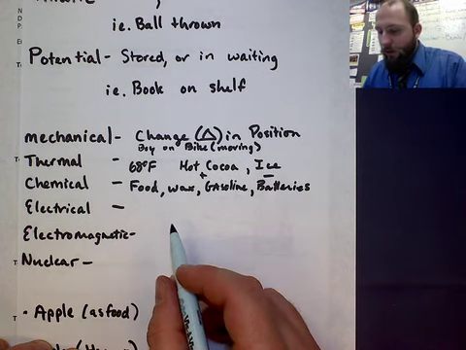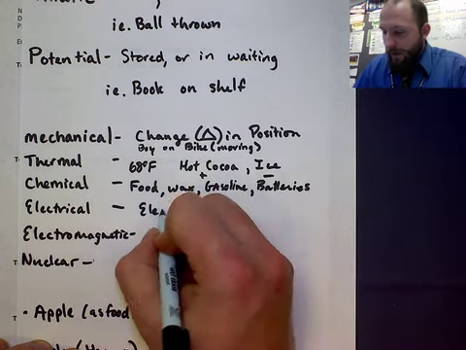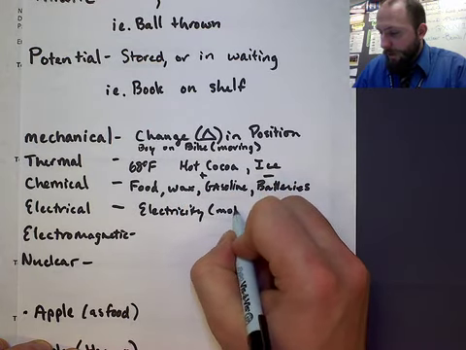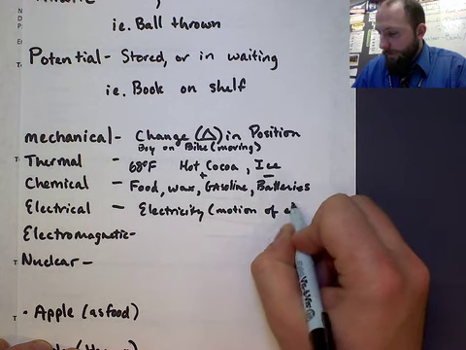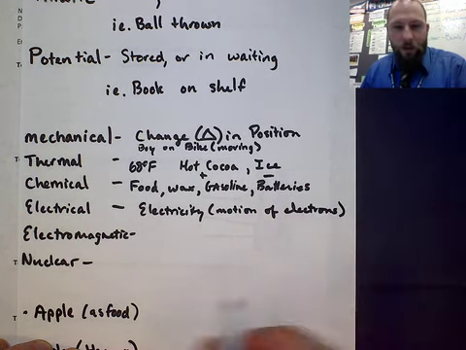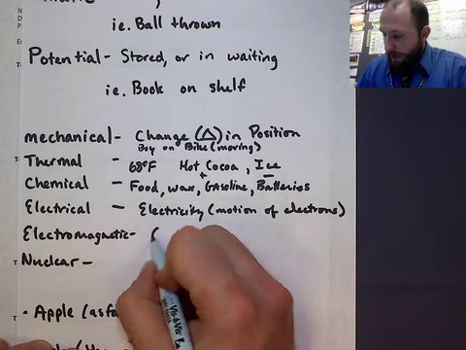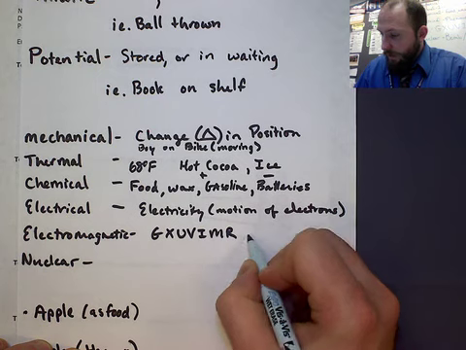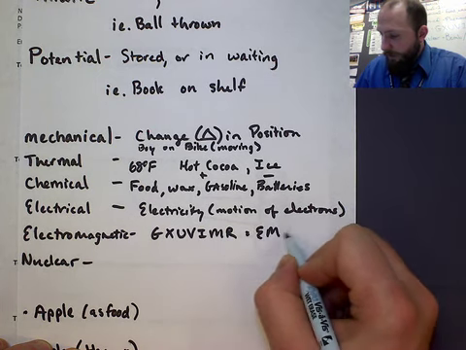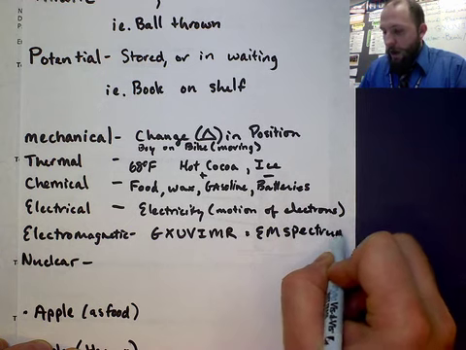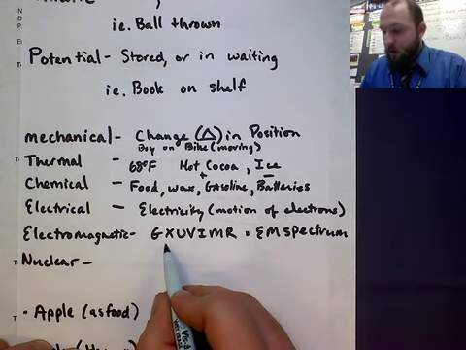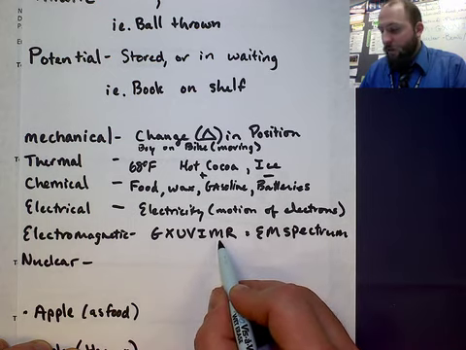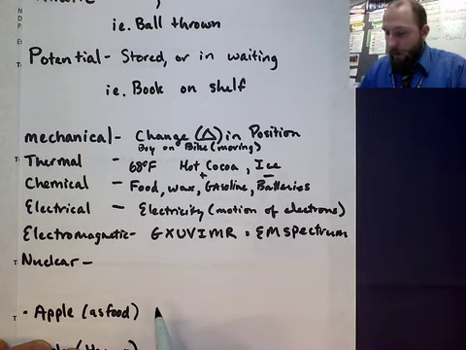Electrical. Really no major other example other than electricity. And through electricity we can just describe it as the motion of electrons. Moving electrons. Electromagnetic. Great X-Men use violence in most rescues, and this would be the EM spectrum: gamma rays, X-rays, ultraviolet, visible light, infrared, microwave, radio waves. So that's the EM spectrum.